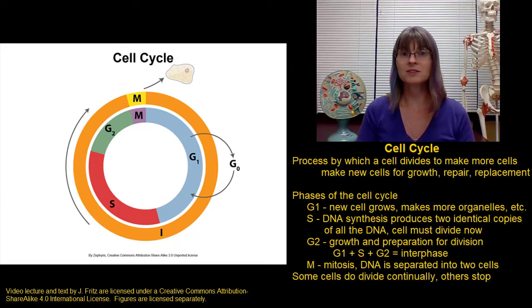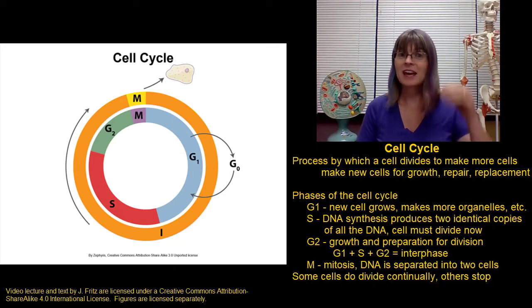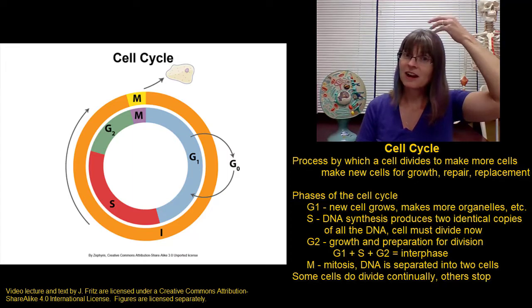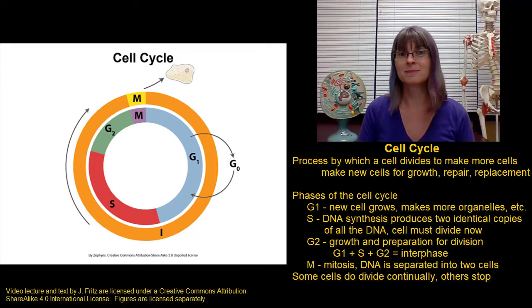Something else that's important to note is that while some cells do divide all the time, certain cells in your skin, for example, continually go through the process of mitosis to make new skin cells to replace the ones that are constantly being lost from the surface of your skin. Certain cells in the lining of your digestive tract are always making new cells to replace the ones that are damaged by the digestive enzymes. Cells in the hair follicles are constantly dividing to keep producing the hair.